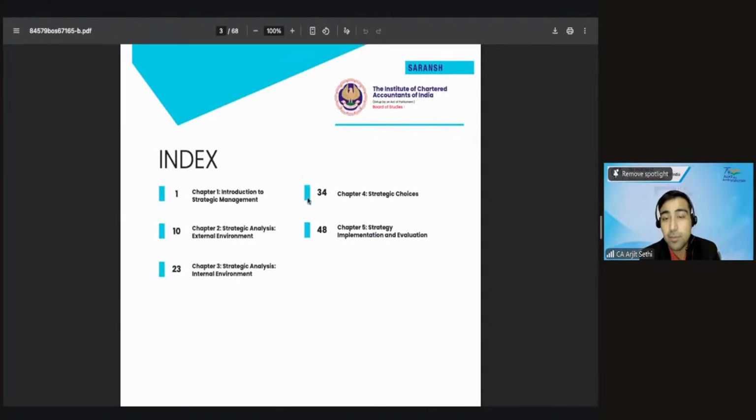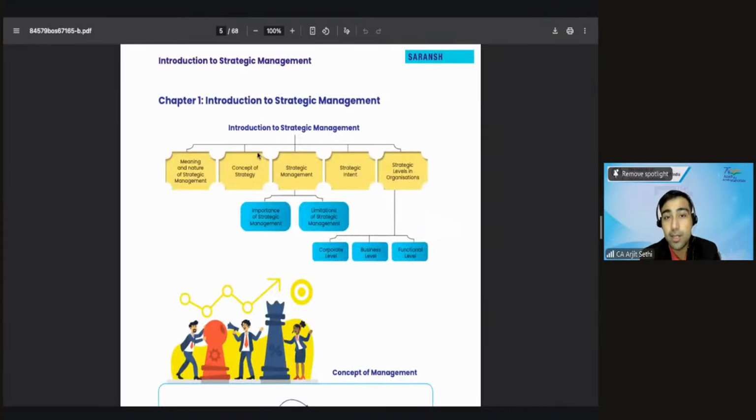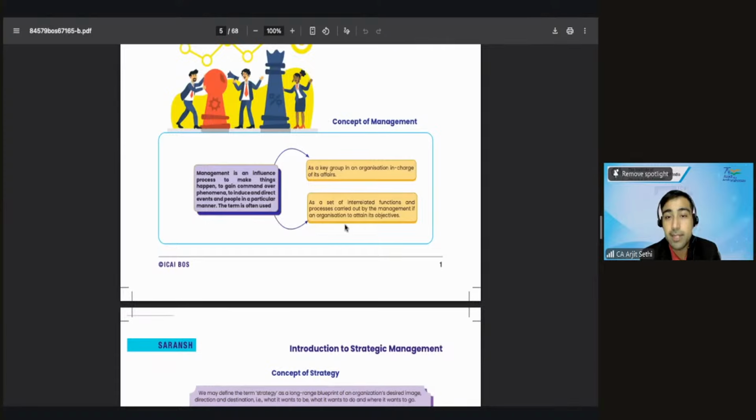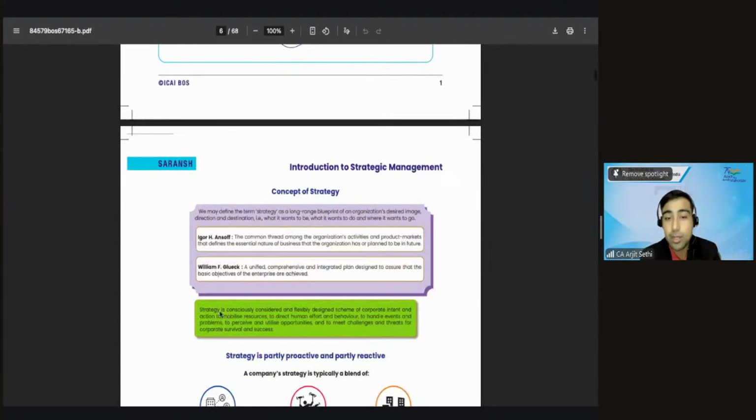Then you have chapter 1, 2, 3, 4, 5. Chapter wise आपका revision है. You see, you go to one, this is chapter number 1, introduction. It talks about what all things we will talk about. Strategic management, importance, limitation, corporate level के बारे में पढ़ते हैं strategic levels में. It talks about what is management, key people or a set of related products. Same concept of strategy. ANSOFF क्या बोलते हैं, GLUE क्या बोलते हैं. Strategy is considered, right? It's constantly considered and flexible design scheme of corporate intent. Whatever study material के key points, whatever you should have underlined in study material is already in Saransh.